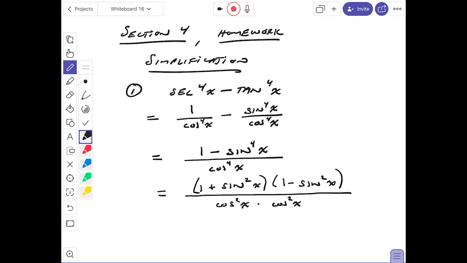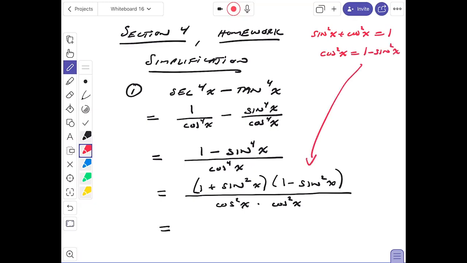Okay. Now, what do I notice over here? I want to point out what I'm noticing. I'm noticing that 1 minus sine squared is related to a Pythagorean identity. Let me write this down for you. I'll put it in red for you. So sine squared plus cosine squared is equal to 1, which means cosine squared x equals 1 minus sine squared x.